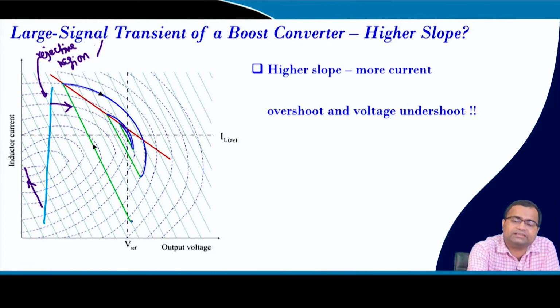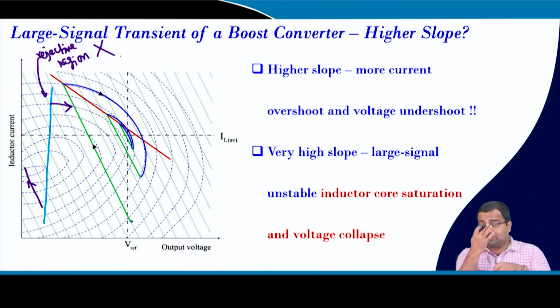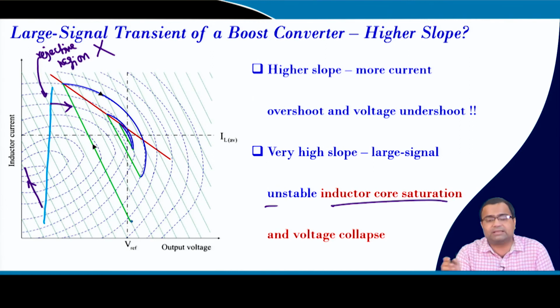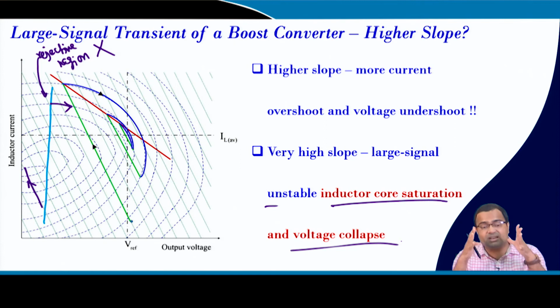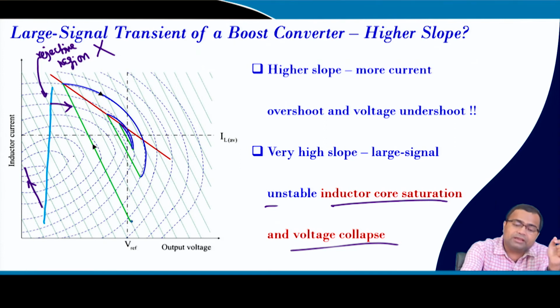and that is not desirable. That means very high large signal instability, and it will simply saturate the inductor, because the switch will remain on continuously and it will saturate the inductor core and the voltage will collapse. So, we must select the slope accordingly.